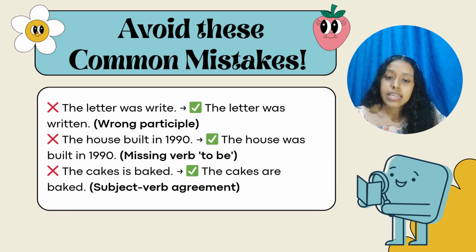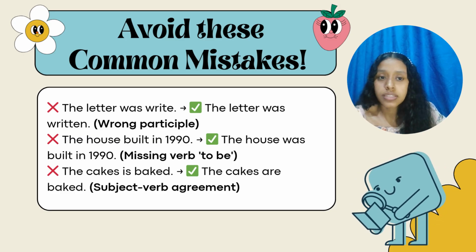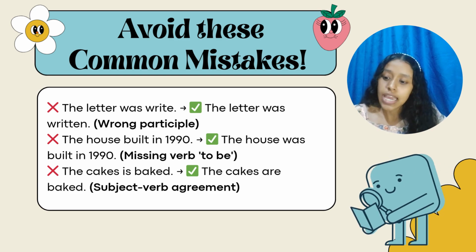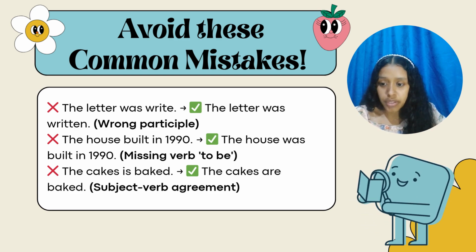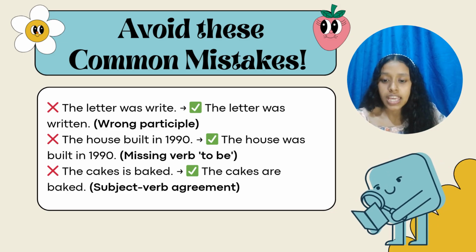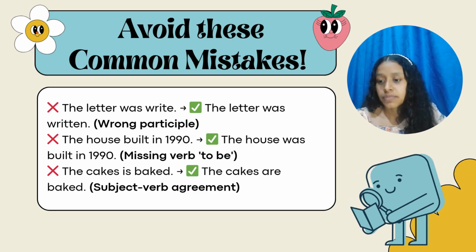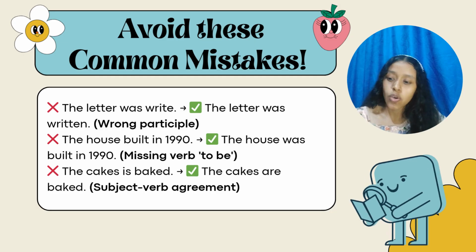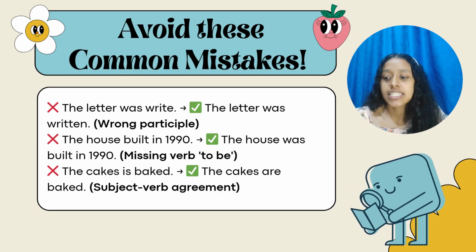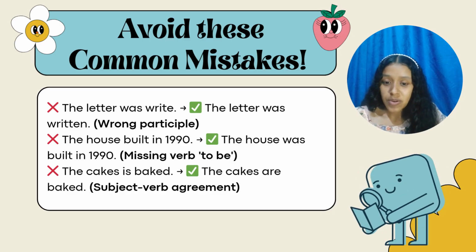Another mistake is forgetting the verb to be. You cannot say, the house built. You must say, the house was built. Finally, always check if your subject is singular or plural to use is or are correctly. Paying attention to these details will help you master the passive voice.